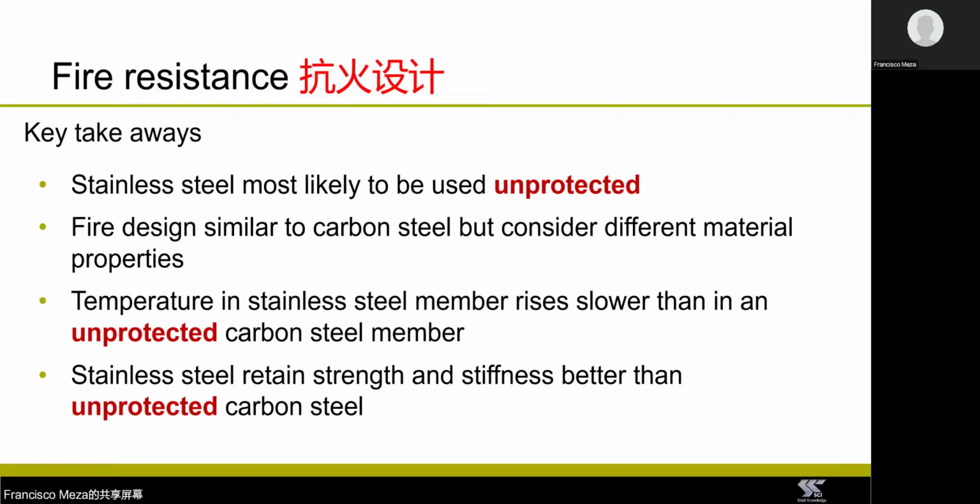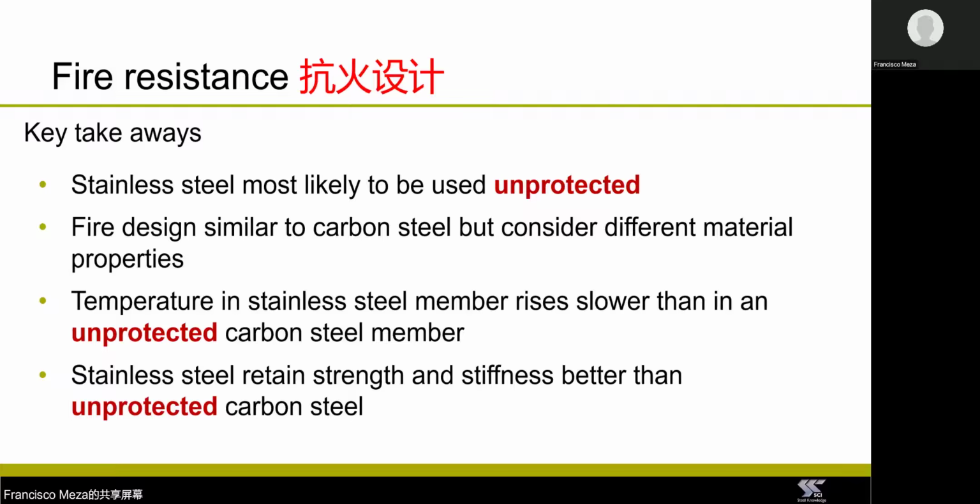I have also shown you that the temperatures in a stainless steel member increase slower than in a carbon steel member. And stainless steel is also able to retain its resistance better than carbon steel, which tells you that stainless steel performs better under a fire situation than carbon steel.